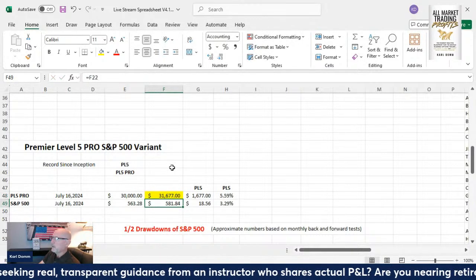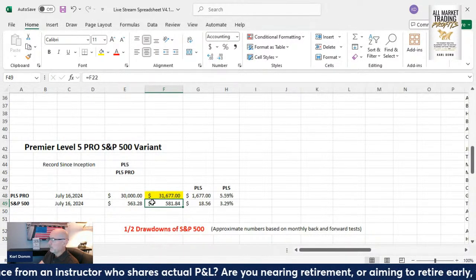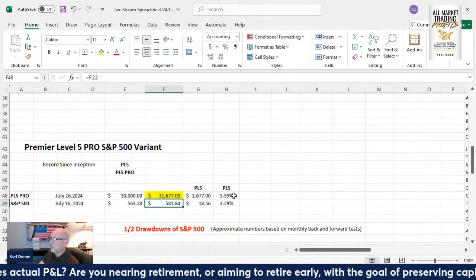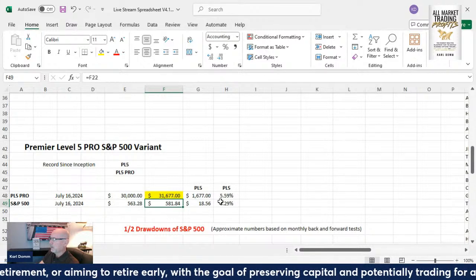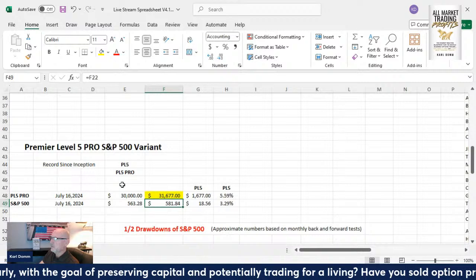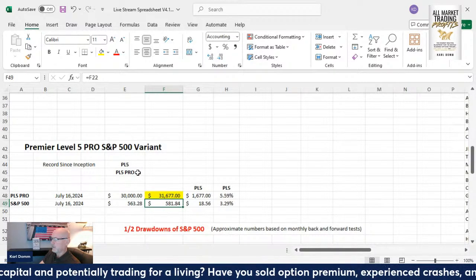31,677. Okay, so you can see that the PL5 Pro, this is the S&P variant, right? So it's going to go up and down with the market. It's up 5.59% since the middle of July this year, and the market's up 3.29. So it's outperforming. The goal of this S&P variant is to strictly outperform the S&P.